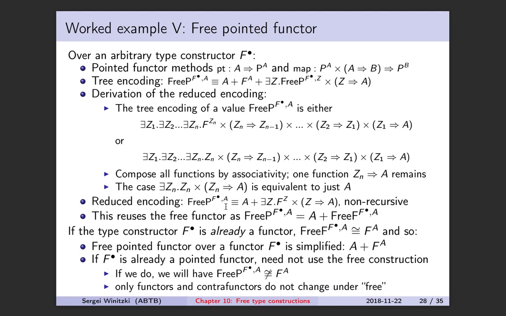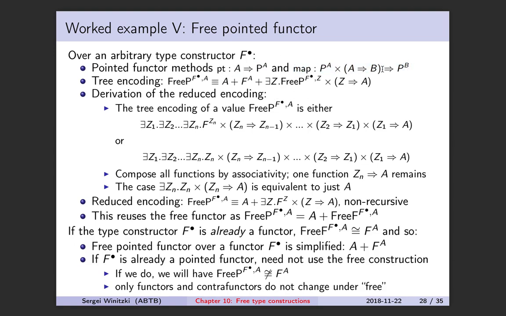A pointed functor is a type class that has a single method other than functor. So if we say that this is an arbitrary type constructor, then the pointed functor class has two methods: point, which has the same type signature as the pure method in monad and applicative. But since this is not going to be a monad or applicative, this method is called point. It just takes A and injects that into PA. And map. So this is familiar.